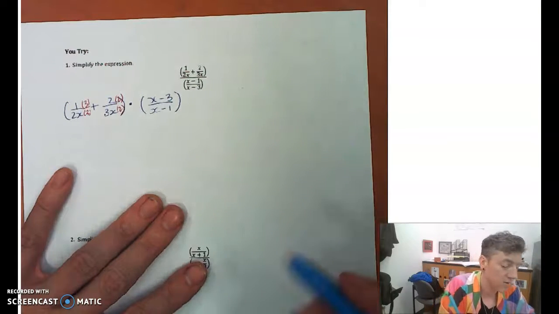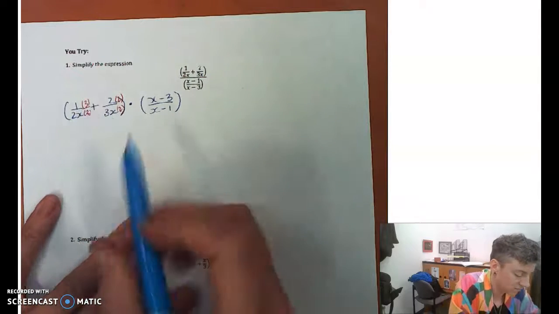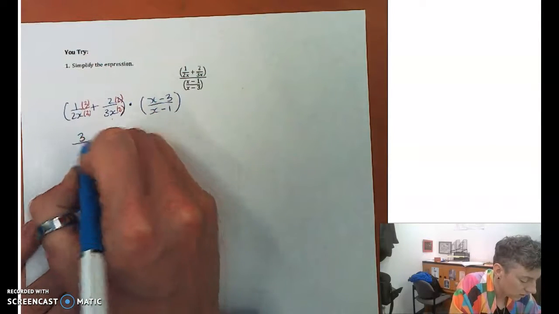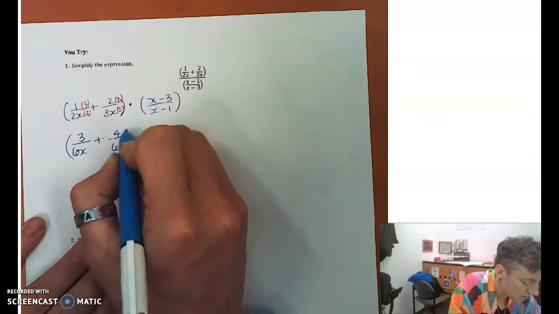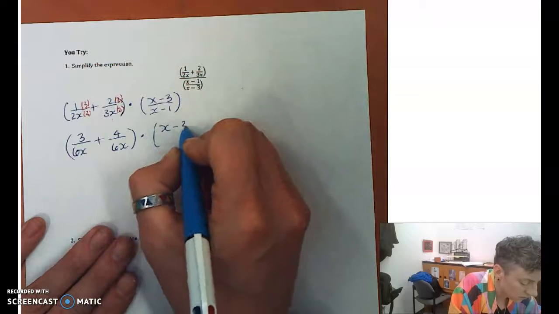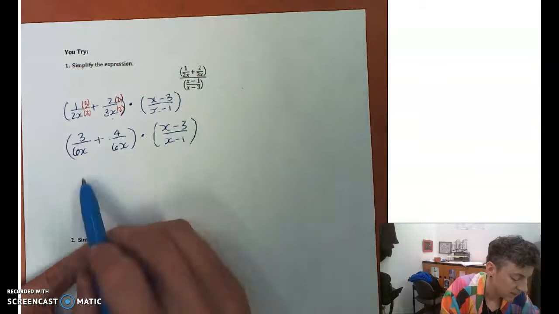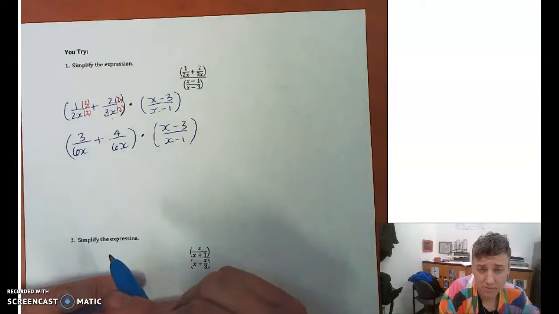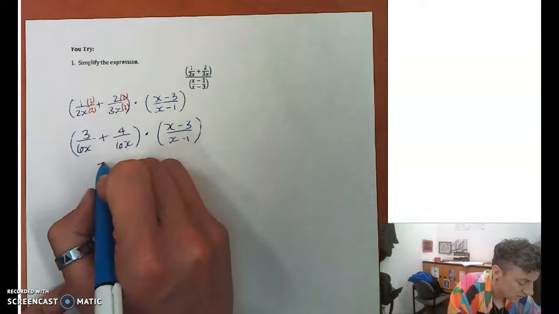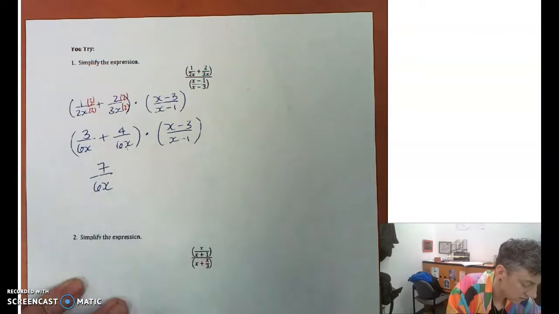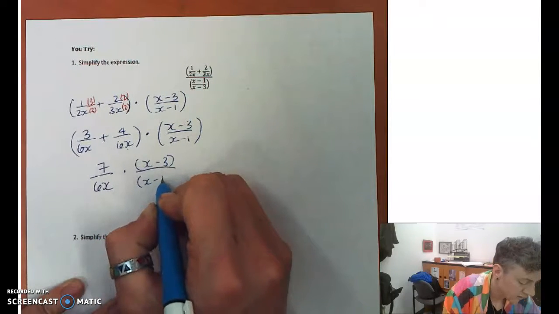So this addition of fractions becomes 1 times 3, which is 3 over 6x, plus 4 over 6x. We didn't do anything with this, so that's just coming along for the ride. These have common denominators. The point of that was what? So we could add them together. So 3 plus 4 is now 7 over 6x times x minus 3 over x minus 1.